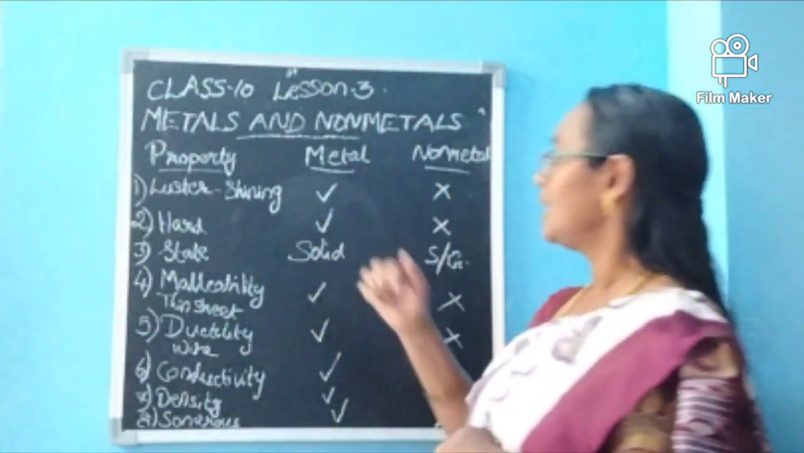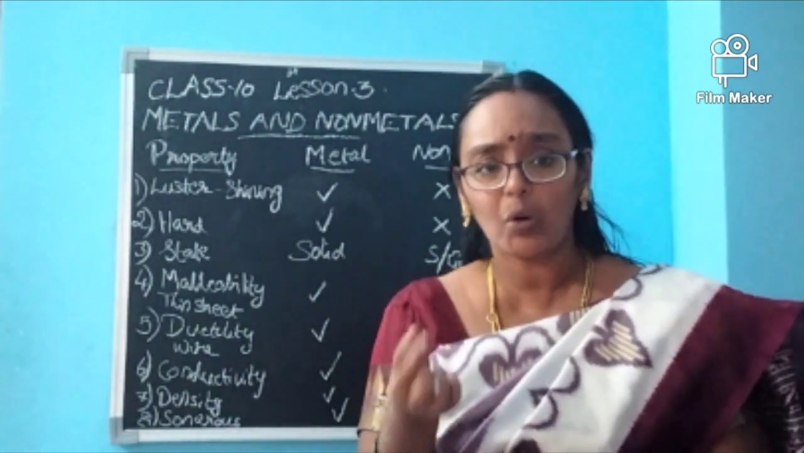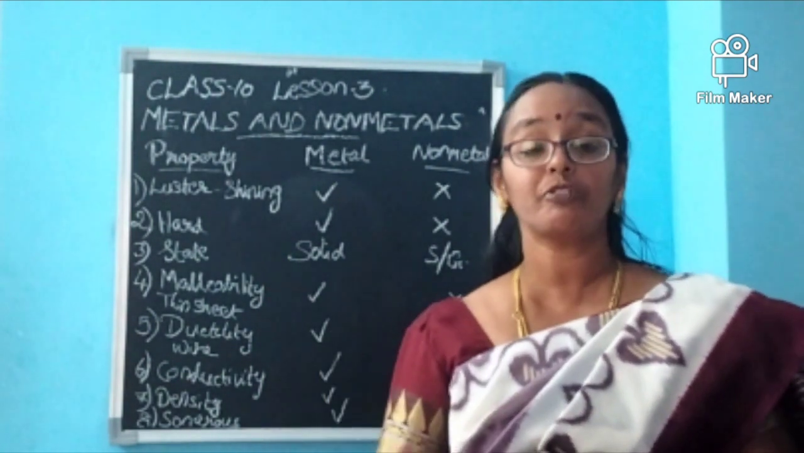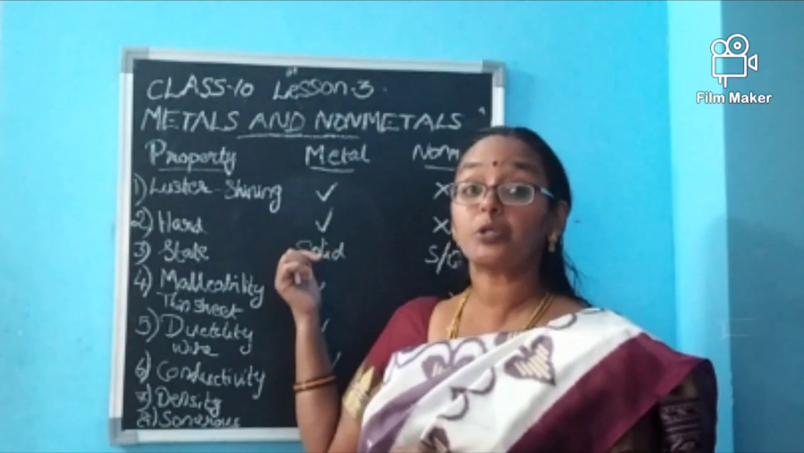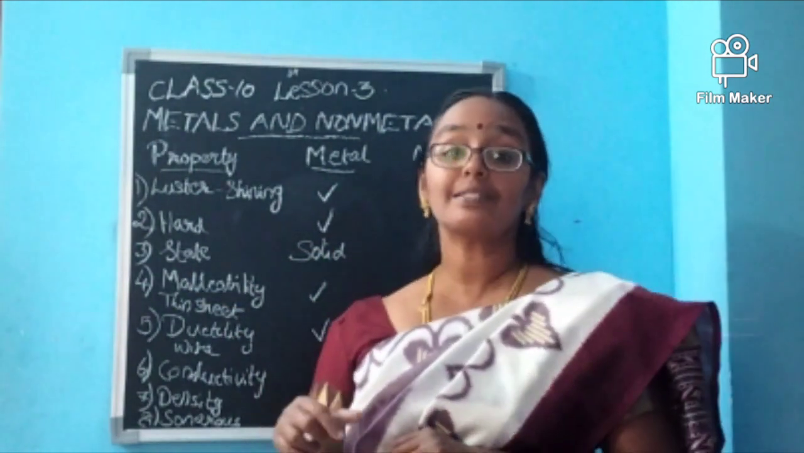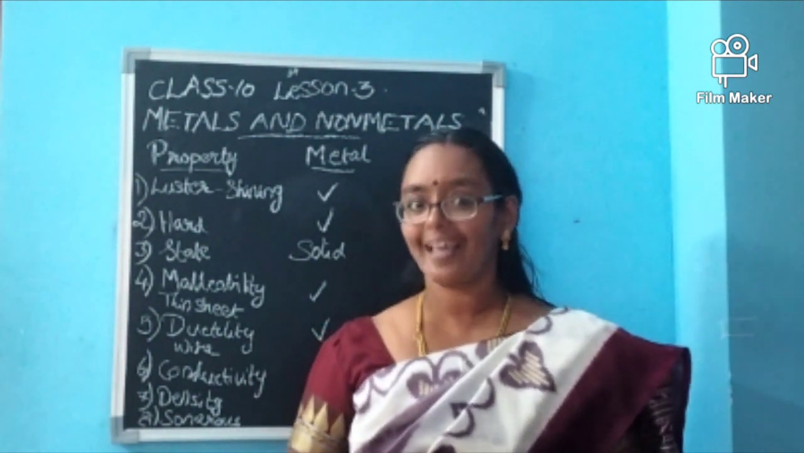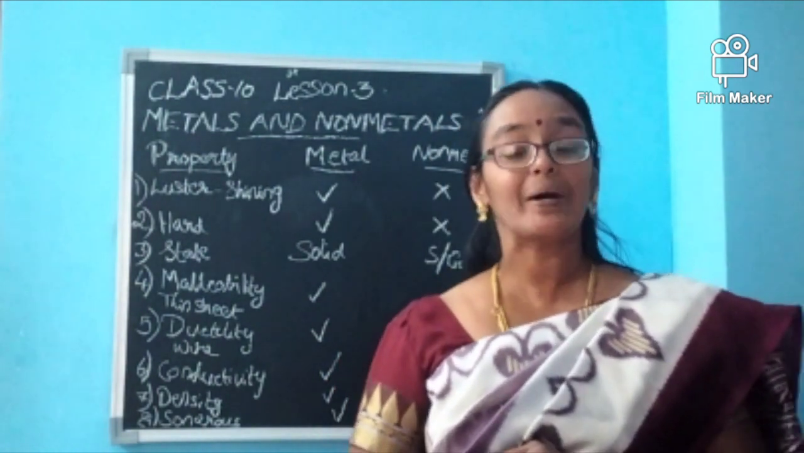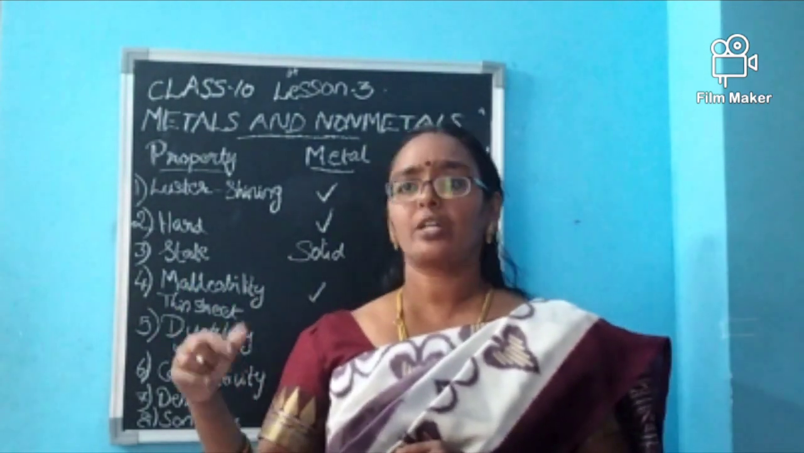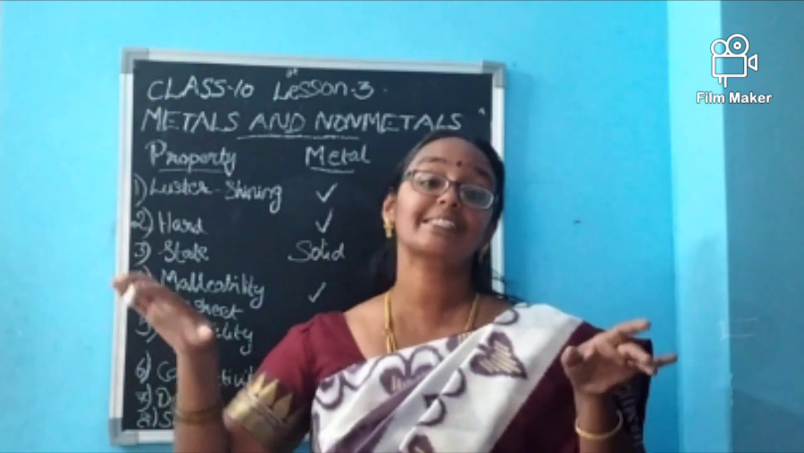Okay, dears? All the metals are not hard. Sodium, potassium, all these are a little softer. The non-metals, we can't say all are soft, but still we are saying compared to metals, the non-metals are softer. And the third one, state. The metals are in solid state, except what? Except mercury. Mercury exists in liquid form, right? What about the non-metals? Oxygen, hydrogen, all these exist as gas.